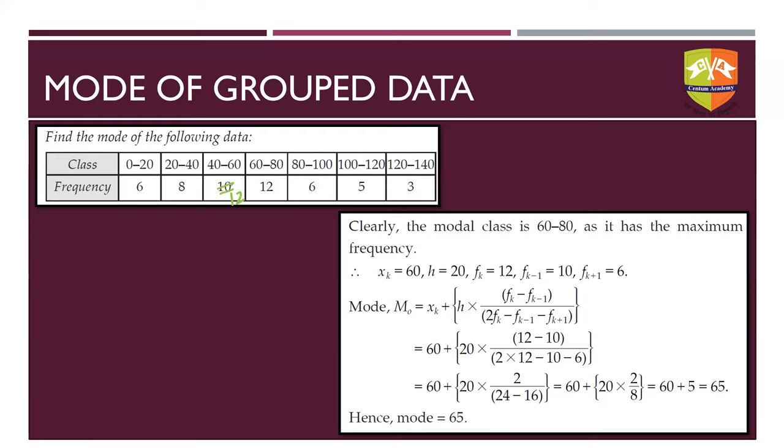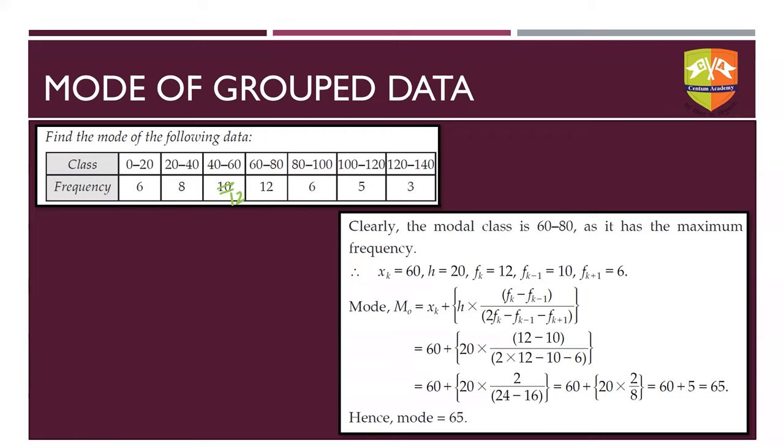If there are equal values, then you also consider the values before and after the modal class and find which one has greater values. Because there are two classes which both qualify as mode, you consider the values around that class also. So 20 to 40 has 8. Around 40 to 60, you have 8 and 12. Around 60 to 80, you have 12 and 6. So 40 to 60 has the greater overall value.